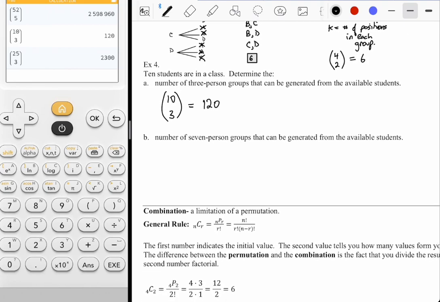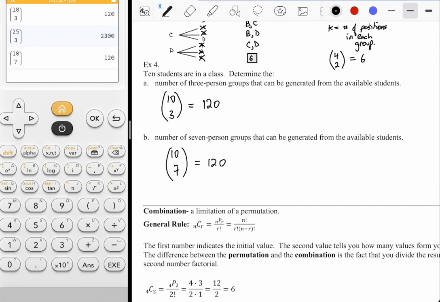Number of 7-person groups that can be generated from the available students. So 7-person groups. You're going to get a result of 120. So 7, also 120. All right, which is kind of strange. You look at it and say, well, I guess it's possible that two different sets of parameters could lead to the same outcome, but why?